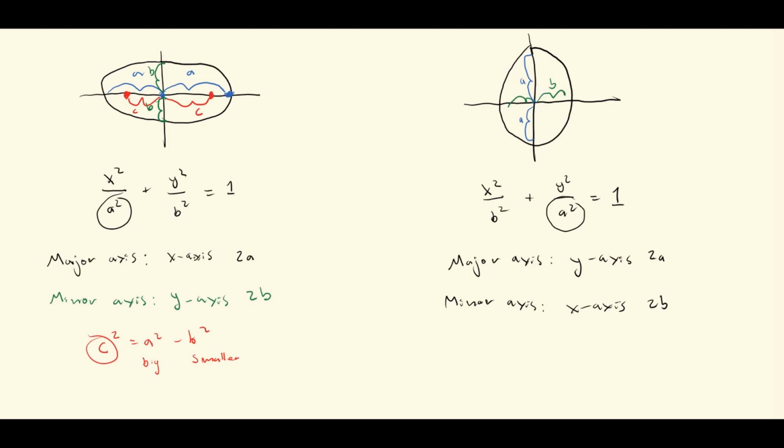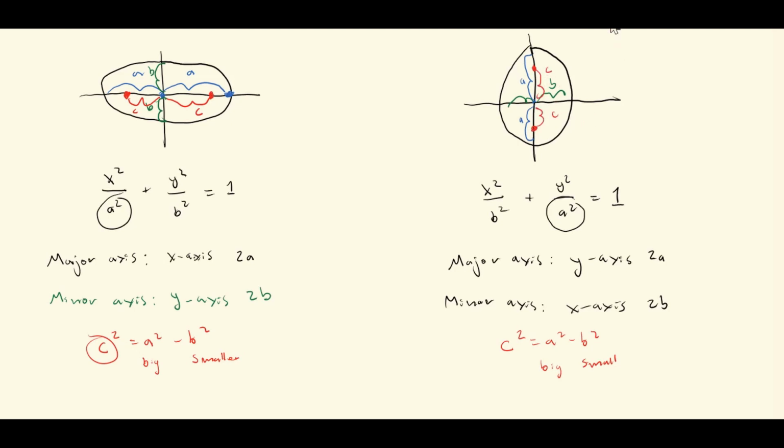To find the foci, we're going to use the same equation. We're going to say that c squared is equal to a squared minus b squared, where we have the bigger one minus the smaller one. And that'll give us the location of the foci. The foci are always along the major axis, so in this case, it's going to be the y-axis. So it's going to be somewhere here, and the distance from the center is going to be c.